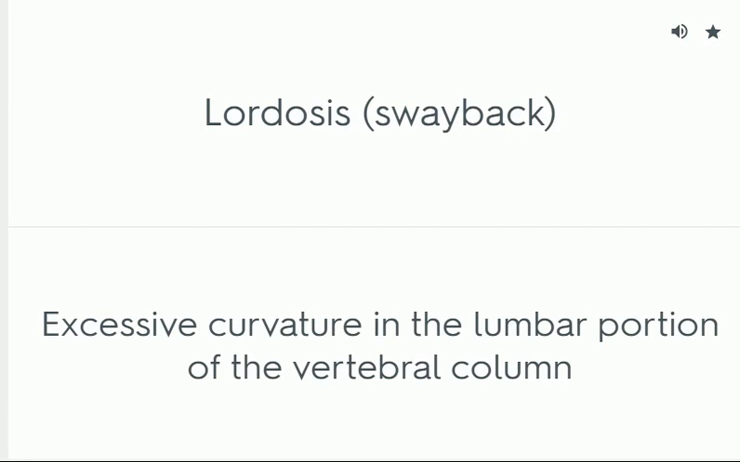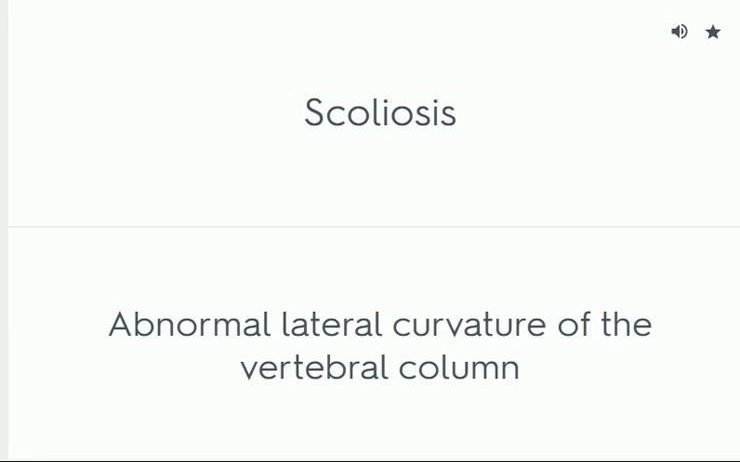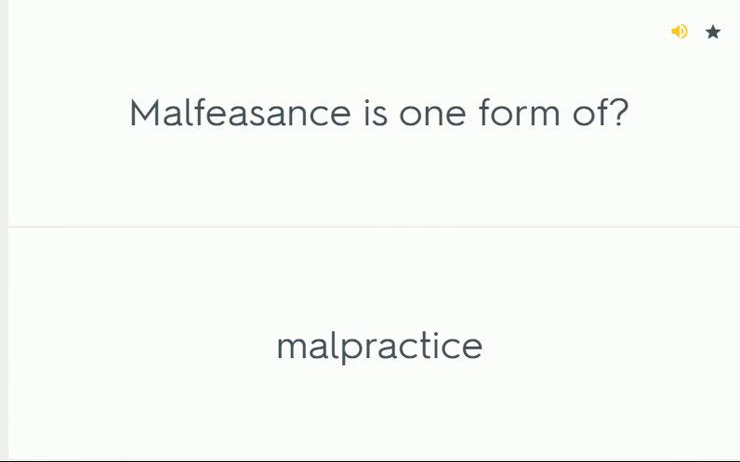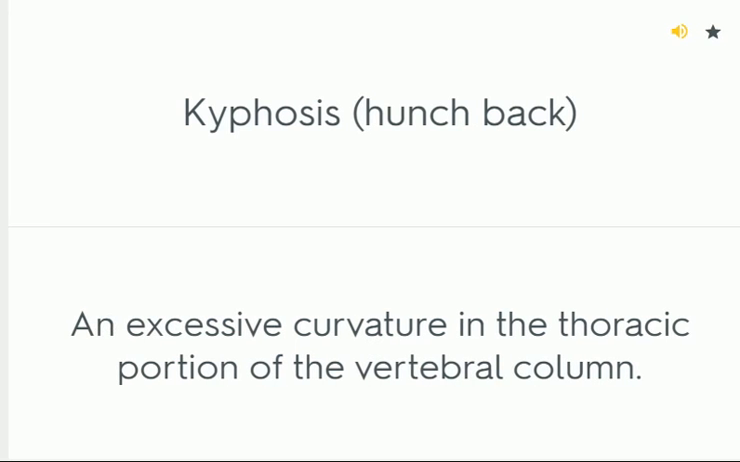Lordosis: excessive curvature in the lumbar portion of the vertebral column. Scoliosis: abnormal lateral curvature of the vertebral column. A tort is a type of civil law. Malfeasance is one form of malpractice. Kyphosis: an excessive curvature in the thoracic portion of the vertebral column.